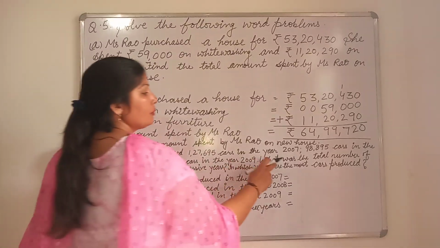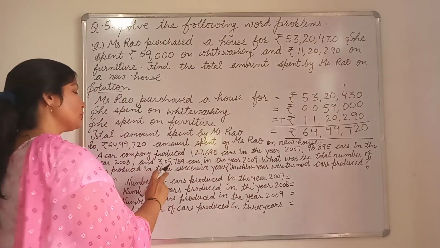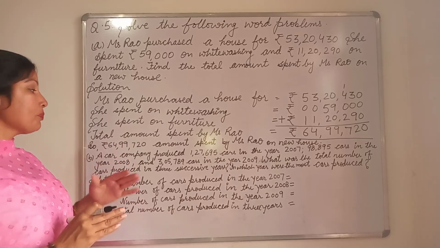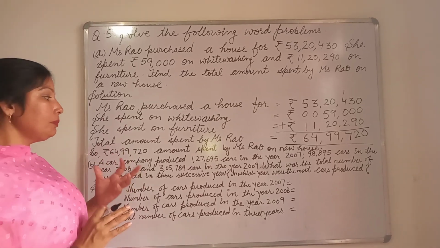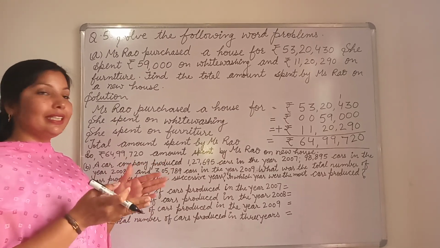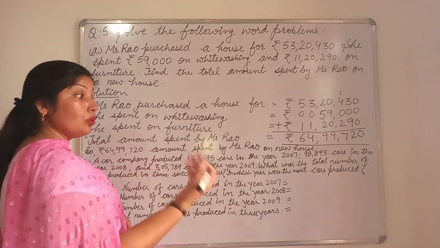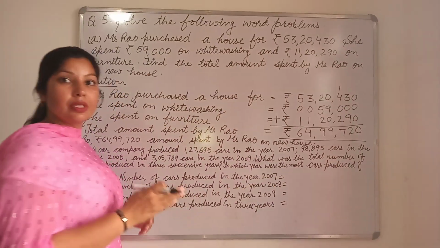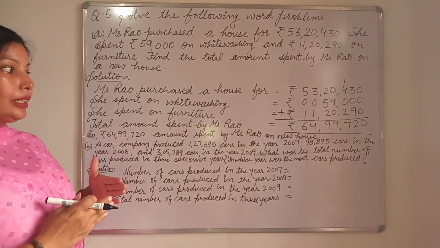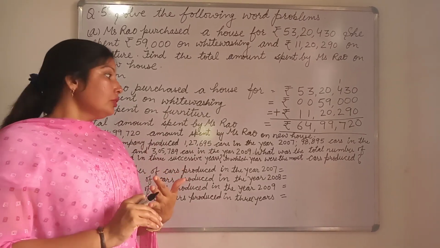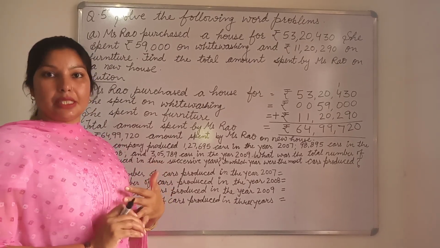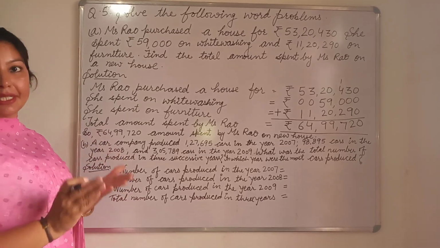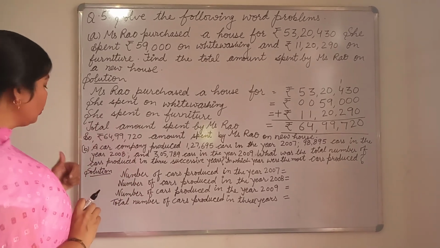Okay. So what was the total number of cars produced in 3 successive years? Successive means continue, one by one. Okay. So how many total cars company produced in 3 years? In 2007, 8, 9 total cars. Okay. Then one more question is asked here. In which year were the most cars produced? So you should tell the year here, that in which year the most cars produced. Most means highest, maximum cars in which year produced. Okay, means make.